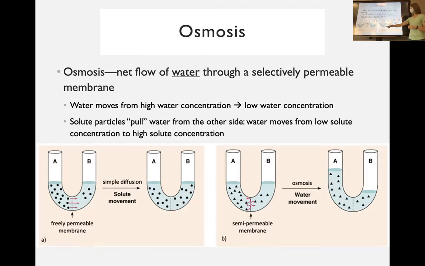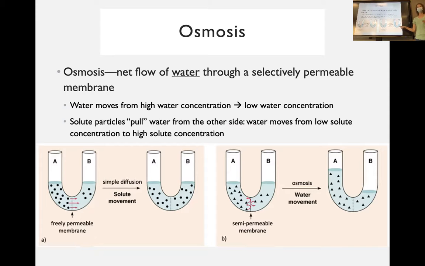So here you can see in this YouTube, a lot of salt on this side, that's the little triangles, and then the liquid is water. The water is going to move towards where there's more solute. So after a bit of time, you get more water on the left side. Only water can move across this membrane. The solute can't.